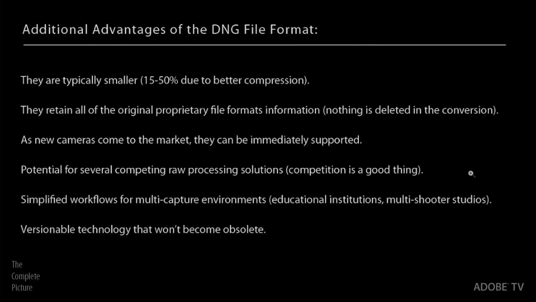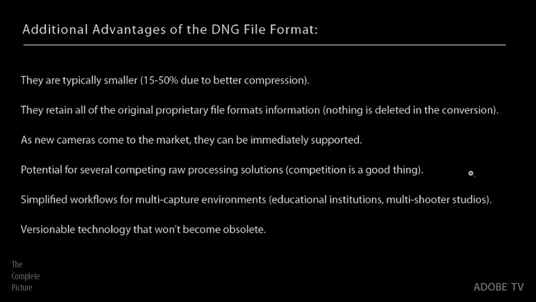So these are really the big advantages, but let's talk about some secondary smaller advantages. First of all, a DNG file is typically going to be significantly smaller than the original RAW file, anywhere from 15 to 50% smaller. They retain all of the original proprietary file format's information, so we don't throw anything away when you convert from RAW to DNG. As new cameras come to the market, if you have a camera like a Leica that automatically captures in DNG, then it's instantly supported by the software industry because anyone who supports DNG could open those files as soon as that camera is available.